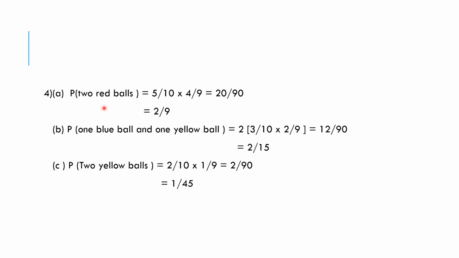Okay, the probability of 2 red balls is 5 by 10 into 4 by 9, which is equal to 20 over 90, which is 2 by 9 in its simplified form. The probability of 1 blue ball and 1 yellow ball is 2 times 3 by 10 into 2 by 9, which is 12 over 90, which is 2 by 15. And the probability of 2 yellow balls is equal to 2 by 10 into 1 by 9, that is 2 over 90, and that is 1 over 45 in its simplified form.